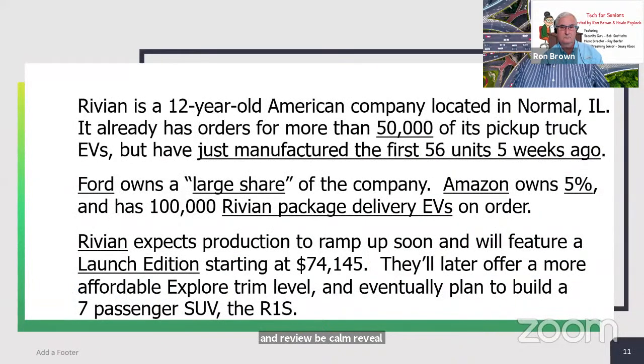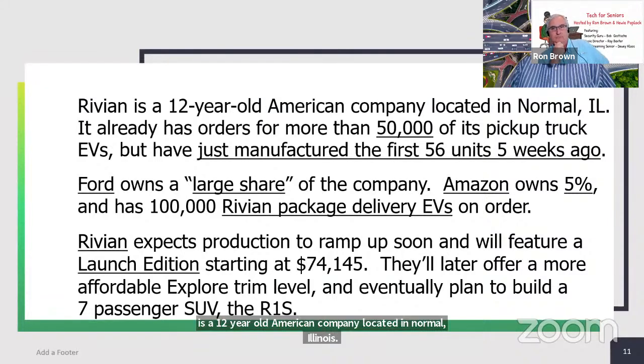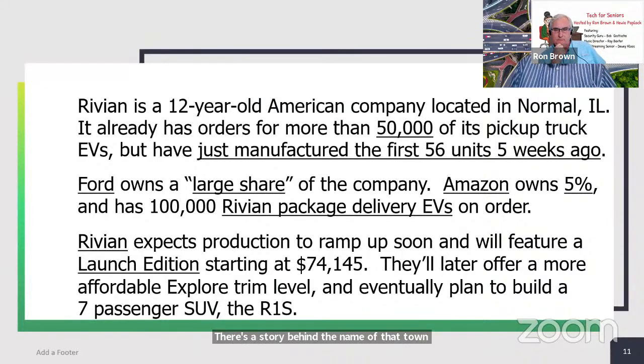Rivian is a 12-year-old American company located in Normal, Illinois. There's a story behind the naming of that town. Tell you about it sometime. It already has orders for more than 50,000 of its pickup truck EVs, but has just manufactured the first 56 units 5 weeks ago. Ford owns a large share of the company. Amazon owns 5% and has 100,000, get that, 100,000 Rivian package delivery electric vehicles on order.